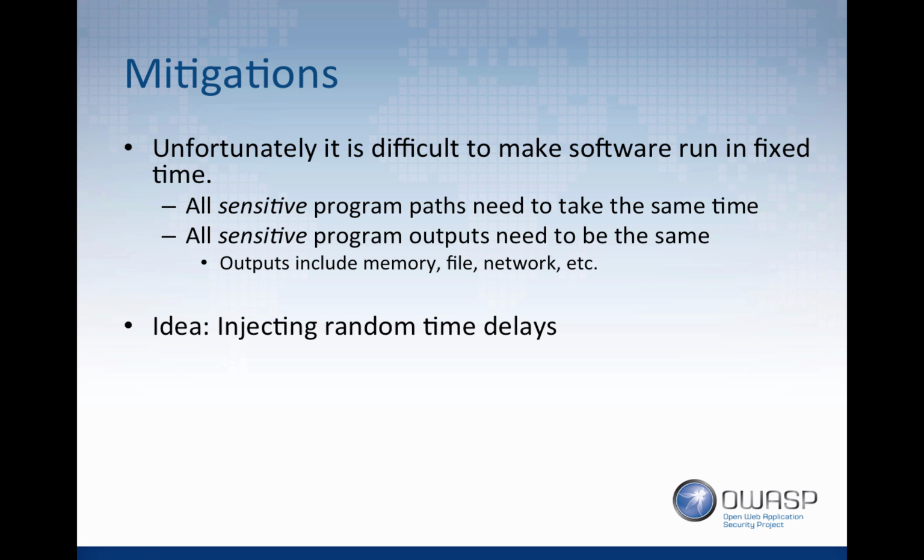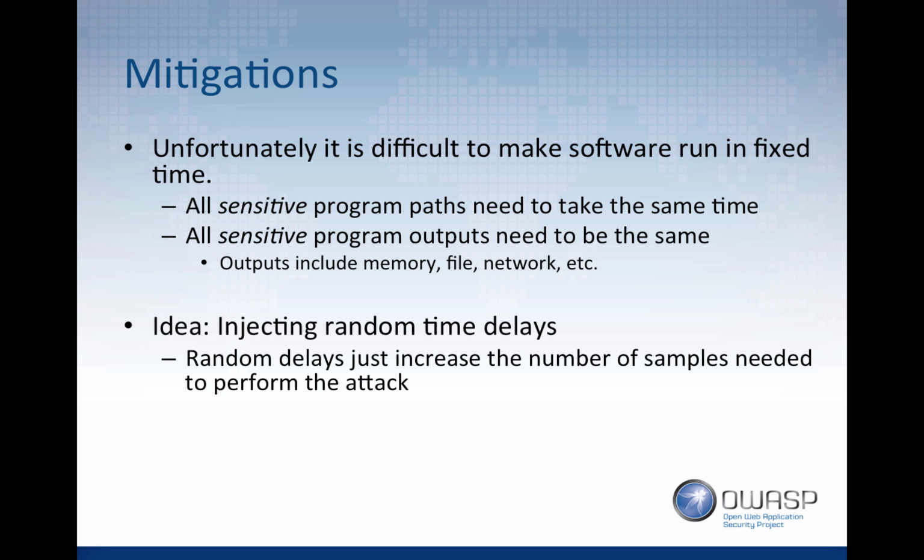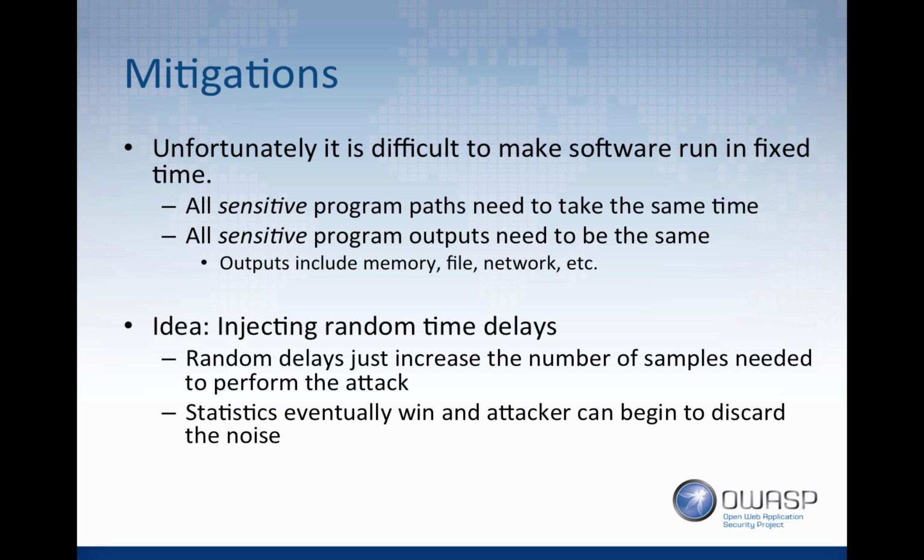Some people have had the idea of injecting random time delays and things, but that doesn't really do much good for you, because if you just repeat the attack over time, statistics just wins and you can start to discard the noise, right? Because eventually that pattern is going to stand out over repeated attacks. So this goes back to the OpenSSL attack. They did it over a network, which has random network delays in the packets, and they were able to reduce that noise just by repeating the attack.